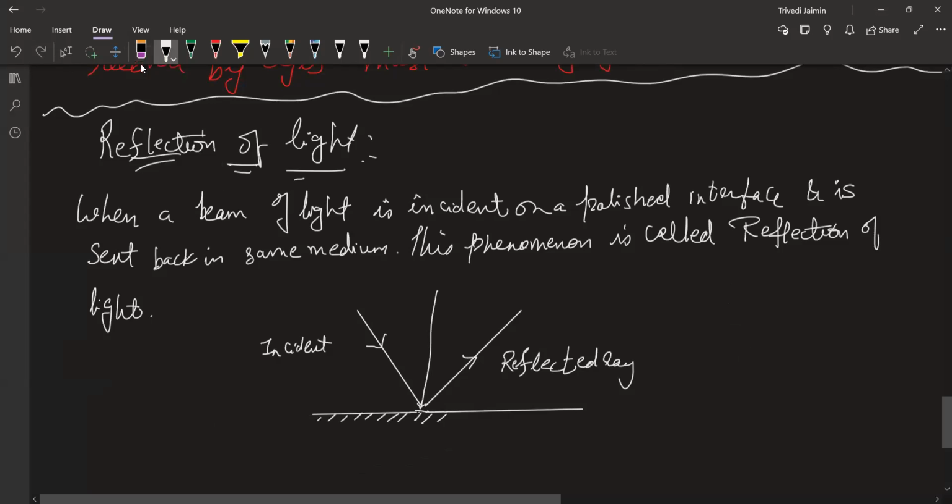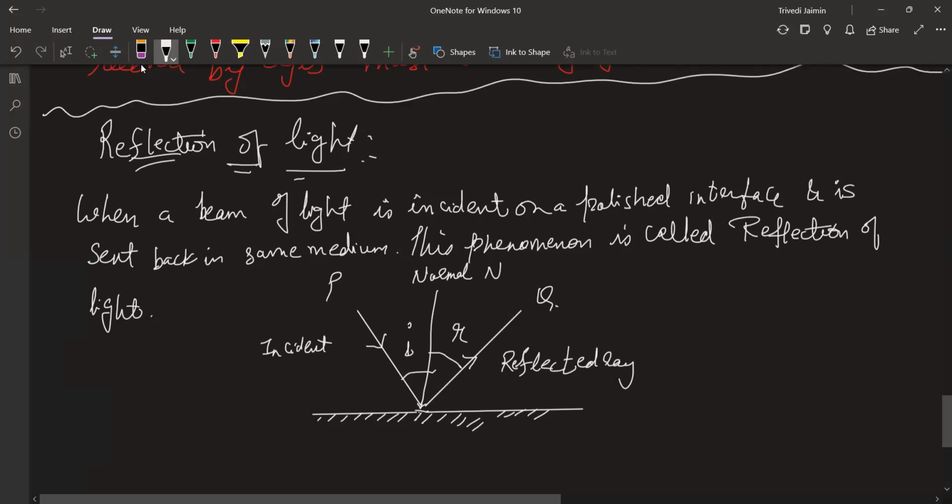This is your surface, mirror, or right now we are assuming it's a reflecting surface. So the incident ray makes an angle with the normal, that is the angle of incidence. The angle which the reflected ray makes with the normal is the angle of reflection, R. This is your normal. And angles P and Q.